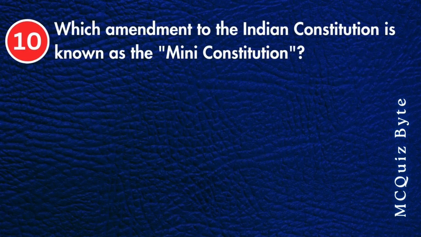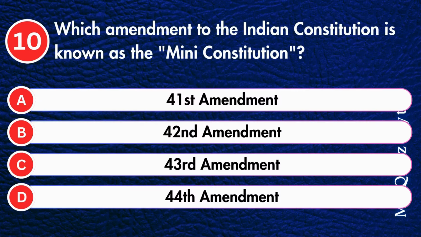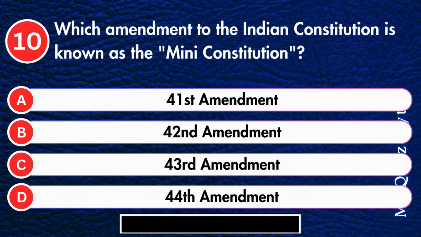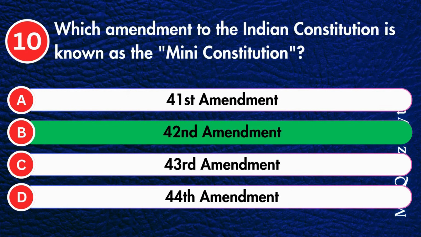Which amendment to the Indian Constitution is known as the Mini-Constitution? 41st Amendment, 42nd Amendment, 43rd Amendment, or 44th Amendment? Correct answer is 42nd Amendment.